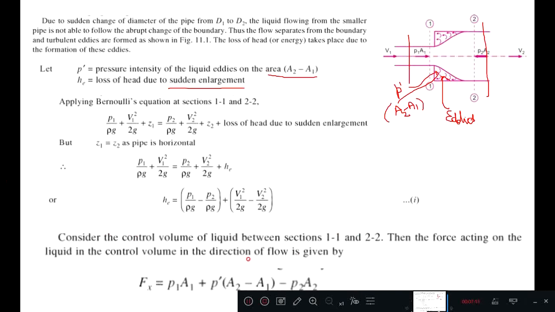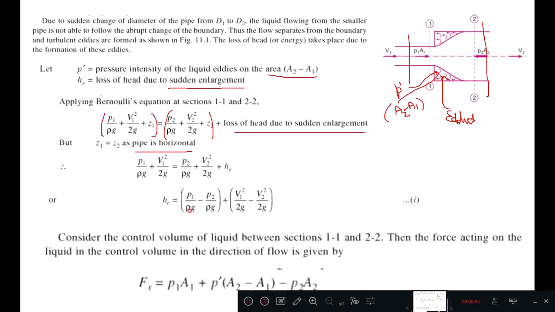Then applying Bernoulli's equation at sections 1-1 and 2-2, we get the energy at section 1, that is P1 by rho g plus V1 square by 2g plus Z1, equal to the energy at section 2, P2 by rho g plus V2 square by 2g plus Z2, plus the loss of head due to sudden enlargement. In this pipe, Z1 is equal to Z2 because the pipe is horizontal. Then we get P1 by rho g plus V1 square by 2g equal to P2 by rho g plus V2 square by 2g plus HE. HE is the head loss due to sudden expansion.